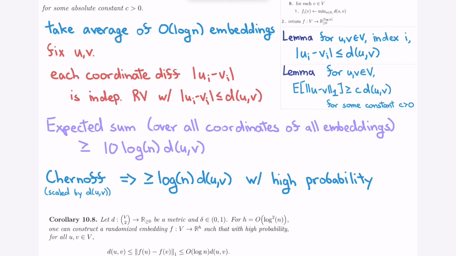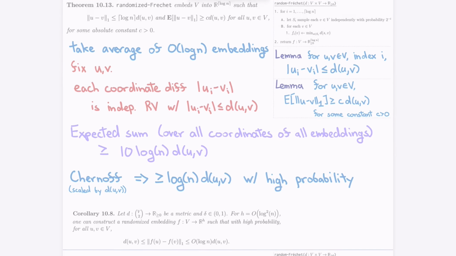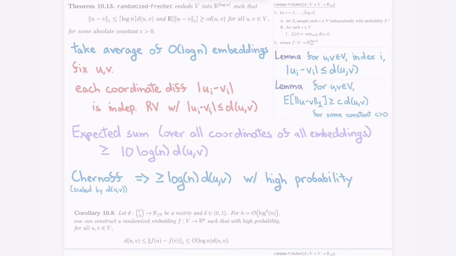Okay. So that's how you can take any metric and embed it into an L1 metric with this kind of sampling distance trick called Fréchet embeddings. And next time we'll see what I hope is a compelling application of this tool.